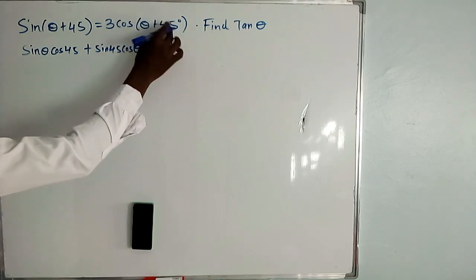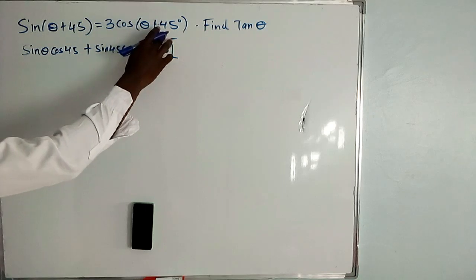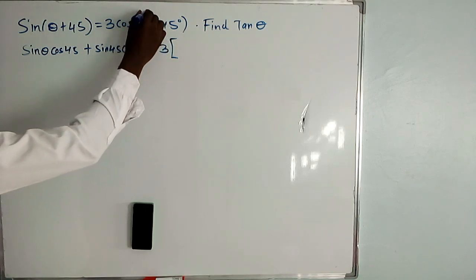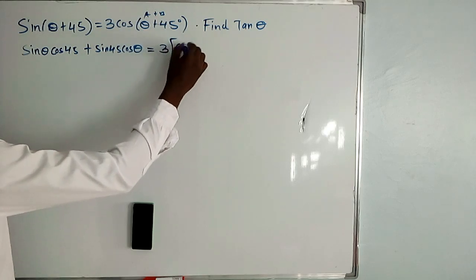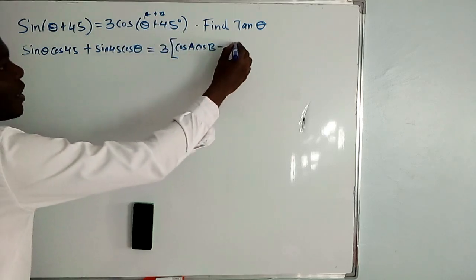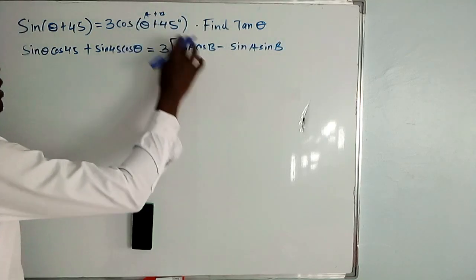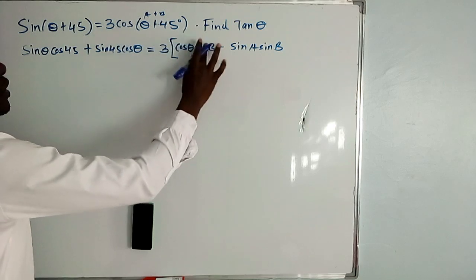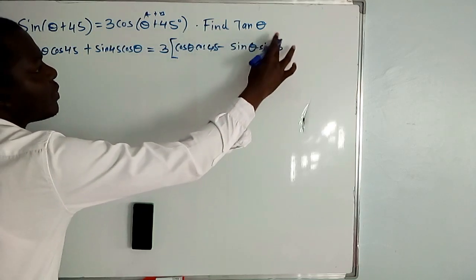cos(theta + 45 degrees). That is a cosine sum angle formula, isn't it? It is like cos(A + B). So cos(A + B) is what? It's cos A cos B, and the other side is negative, minus sin A sin B. Remember, our A is theta, our B is 45 degrees, isn't it? Are we together?